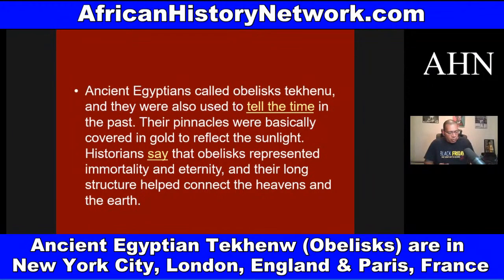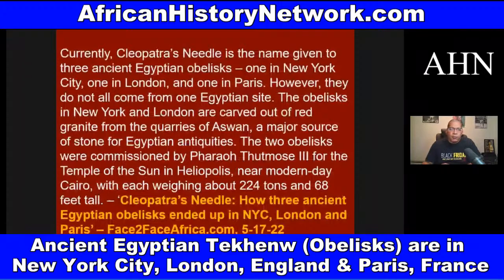Historians say the obelisk represented immortality and eternity, and their long structure helped connect the heavens and the earth. Currently, Cleopatra's Needle is the name given to 3 ancient Egyptian obelisks, or Tekkenu, one in New York City, one in London, and one in Paris, France. However, they do not all come from one Egyptian site. The obelisks in New York and London are carved out of red granite from the quarries of Aswan, a major source of stone for Egyptian antiquities. The 2 obelisks were commissioned by Nesubiti or Pharaoh Thutmose III for the Temple of the Sun in Heliopolis near modern-day Cairo, with each weighing about 224 tons and 68 feet tall.